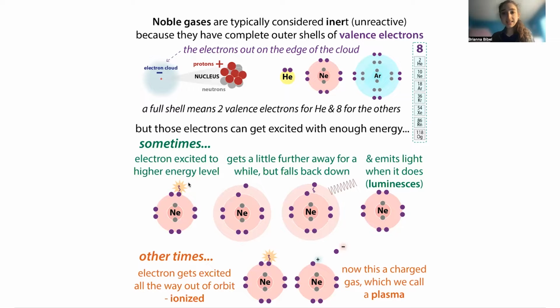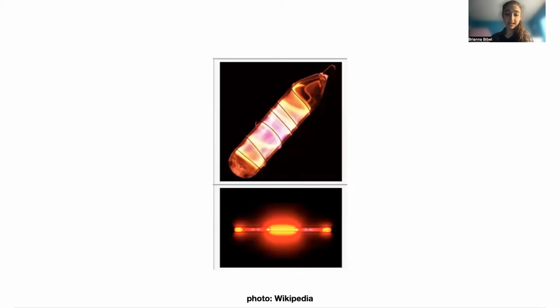But they can't stay in that excited state for long. And so then they fall back down. And when they fall back down, they have to give back the energy that excited them, and they do this by giving off light, and we call this luminescence. So this is where we're going to get the red light from a neon, this luminescence that's coming from those electrons being excited and then falling back down.